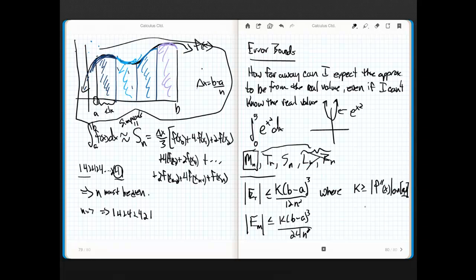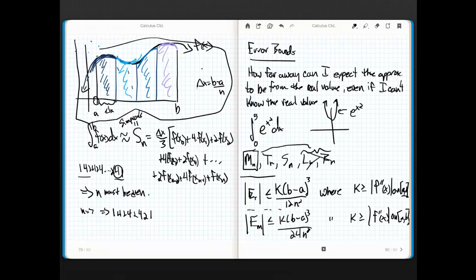Now, look real close. Again, k is exactly the same thing. So where k is greater than or equal to the second derivative, the absolute value, on the closed interval from a to b. All right, sorry, I'm screaming into the microphone.